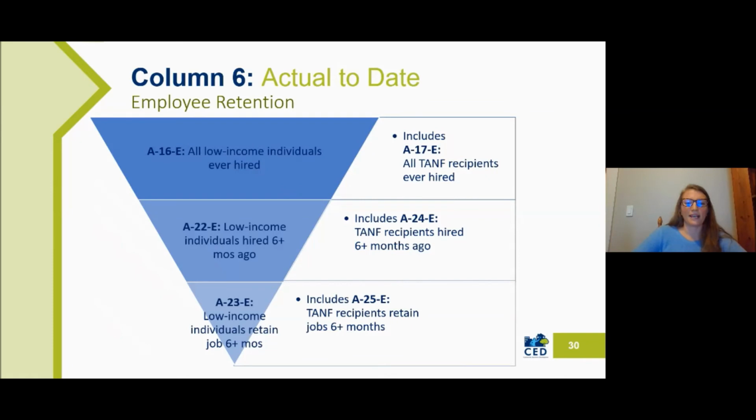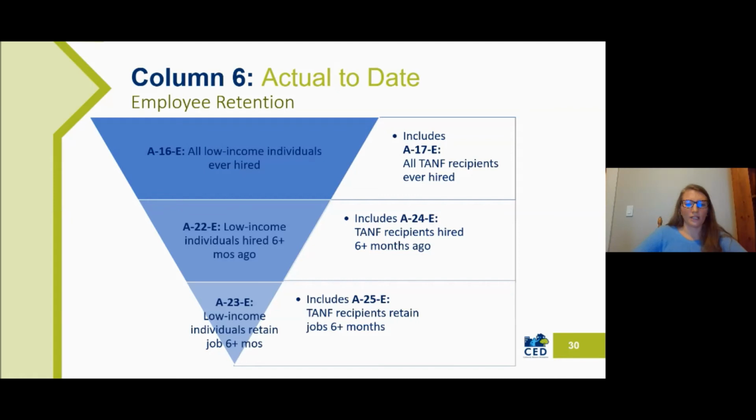So same kind of inverted triangle to help you visualize this. A16E again is all low-income individuals ever hired into the positions. And A17 is a subset of those that are TANF recipients. Of all low-income individuals, A22 asks for only those that were hired more than 6 months ago. So subtracting any that were hired within the last 6 months. And A24, a subset of those, asks about TANF recipients.